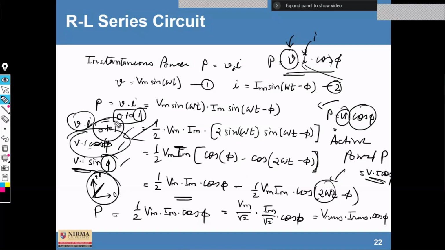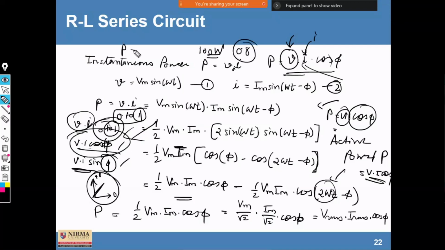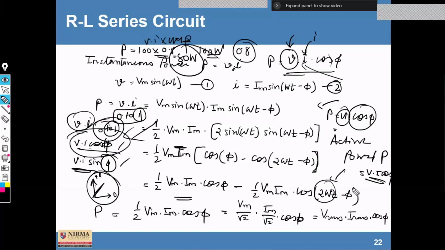If it is 1, it is the apparent power. If it is less than 1, there is a multiplying factor, cos phi. Suppose your apparent power is 100 watt and your power factor is 0.8. Then the actual power consumed is V into I into cos phi, that is 100 into 0.8, so the actual power consumed by the circuit is 80 watt. Is that clear, everyone?